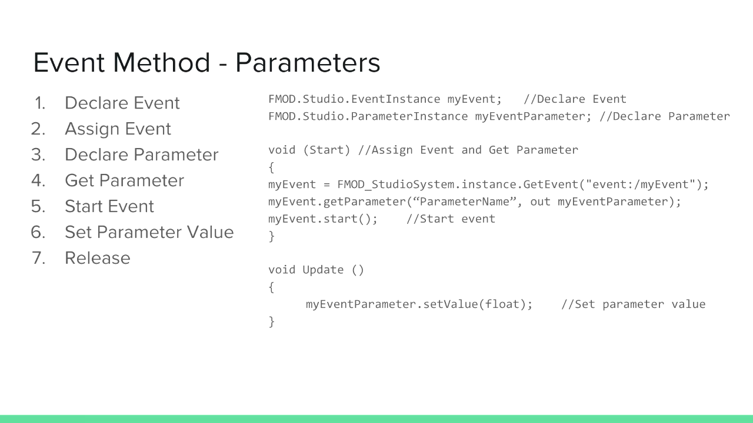So I have declared my event, I declare a parameter instance. In start, I assign my event, and then I call a member function of event instance called getParameter. I give it the name of the parameter exactly as I typed it in the FMOD interface, and then out my event parameter. And then once that is started, I can use a member function of a parameter instance called setValue. So every time I change this value, that value will change for the event as well, and we'll get the behavior that we were hoping for.